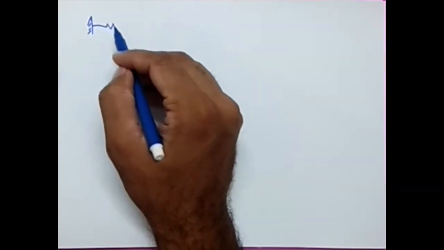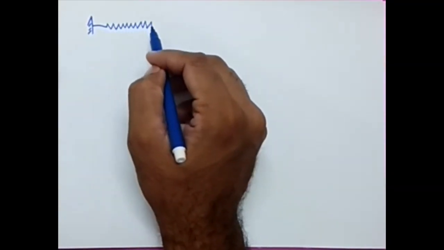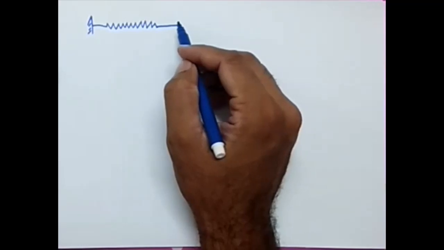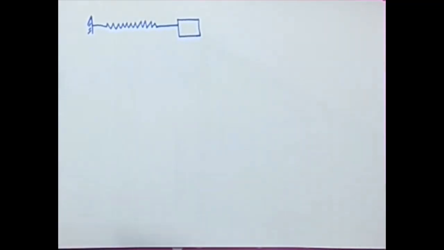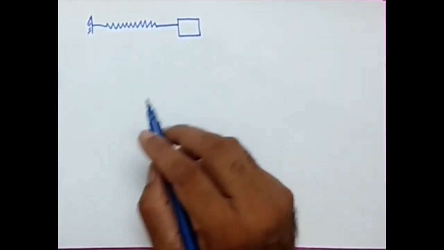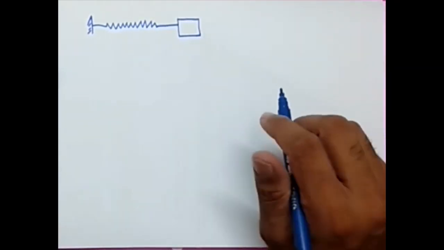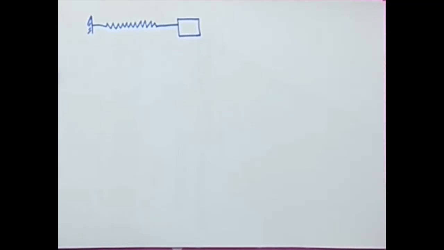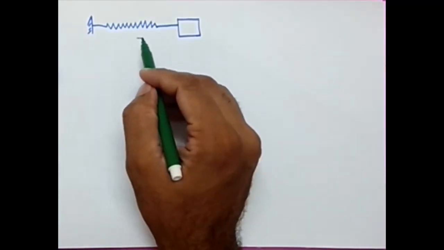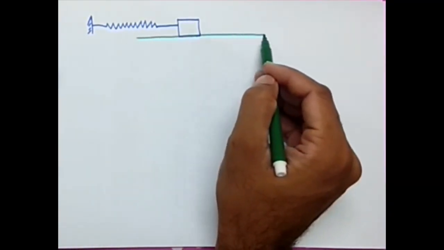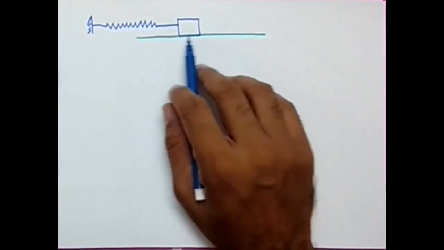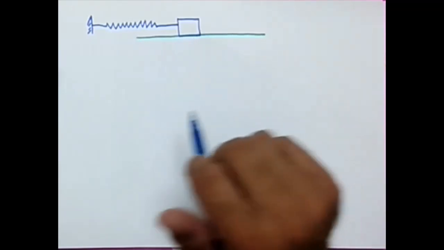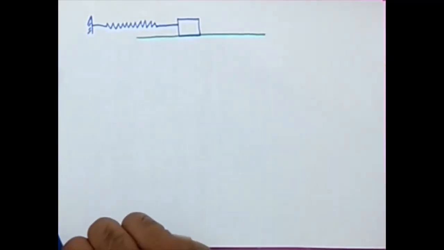So I'm considering a spring, and to the end of it a mass is attached. Let it have a mass of m. Now this is resting on a smooth horizontal plane. That's the assumption we are making, which means that there is no frictional force. We are just neglecting the effect of frictional force. So this is the situation.